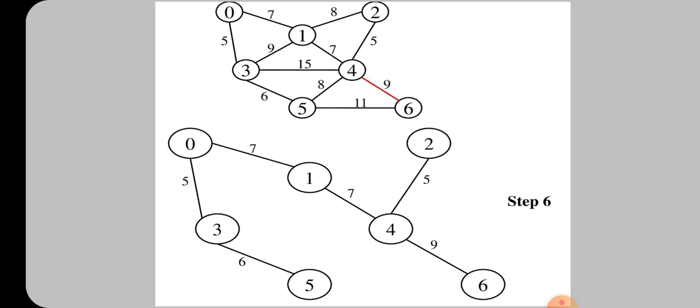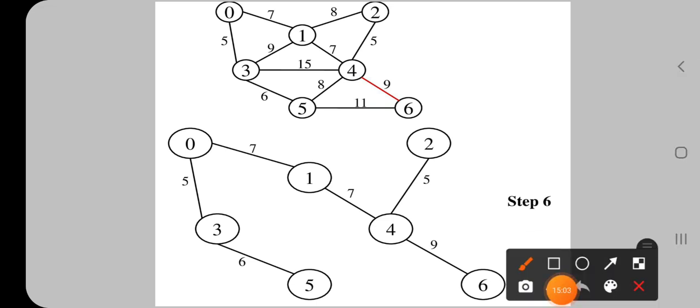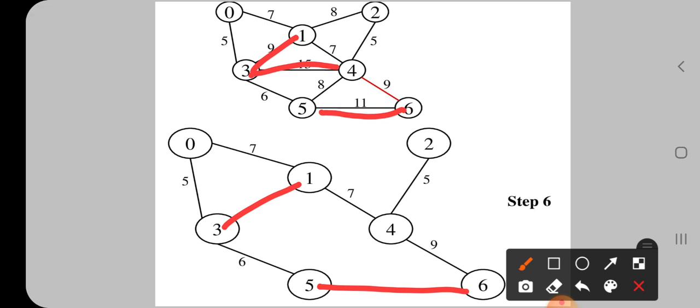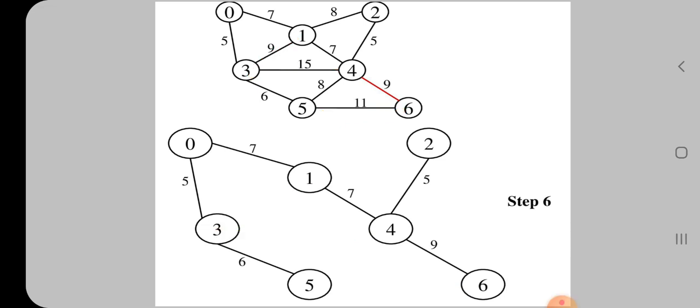If we try to add any other edge, it forms a cycle. Suppose 9, 3 1. When we connect 3 1, it forms a cycle, so it would not be a minimum spanning tree. The next one is 11, 5 6. If we connect this one, it forms another cycle, so we can't add it. Then 3 4. If we connect this, it forms a cycle, so we can't add that edge into this tree. So now we will stop here.